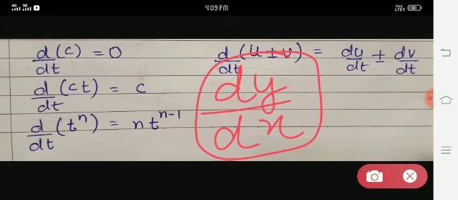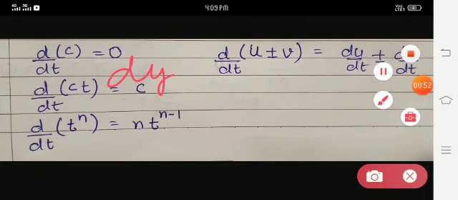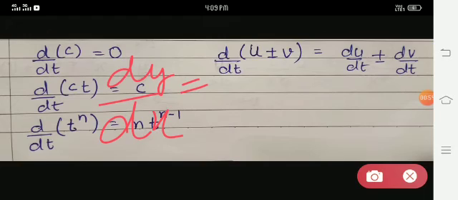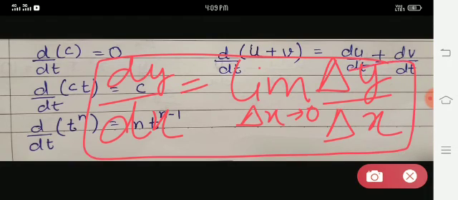Now it is equal to what? Again we will write dy upon dx as the limit function in terms of the small change in the value of y with respect to the small change in the value of x, where this change delta x approaches 0. So this is the derivative function, and it is defined by this equation.